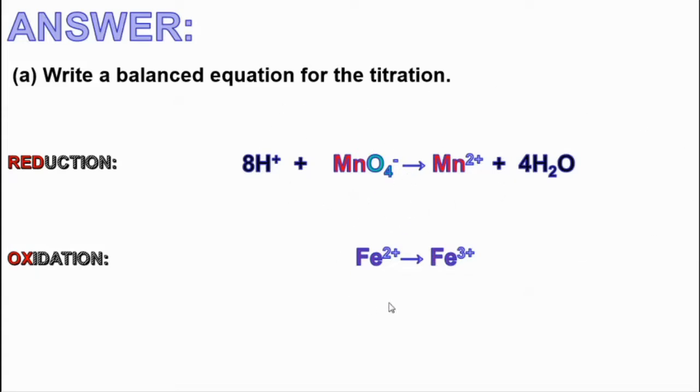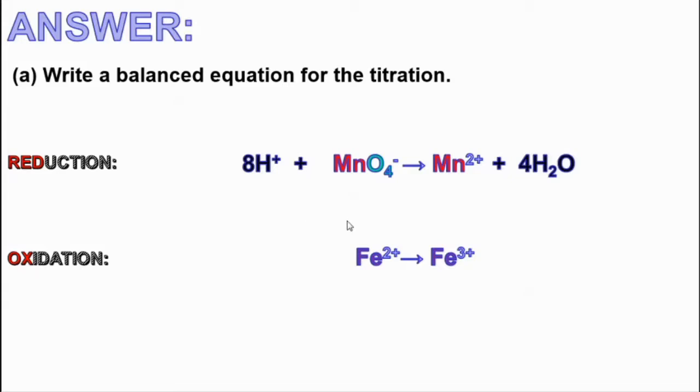Let's move to the second half equation. For this equation that involves these iron ions, since there are no atoms other than iron, that's it, no need to do anything. And then we are going to balance the charges.